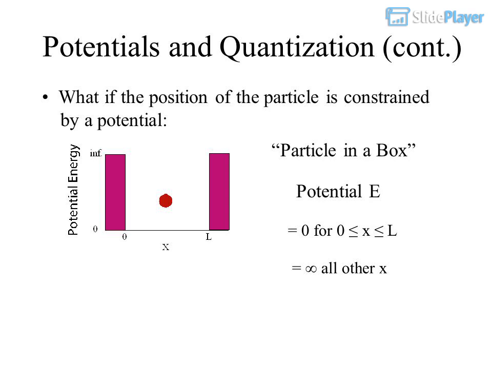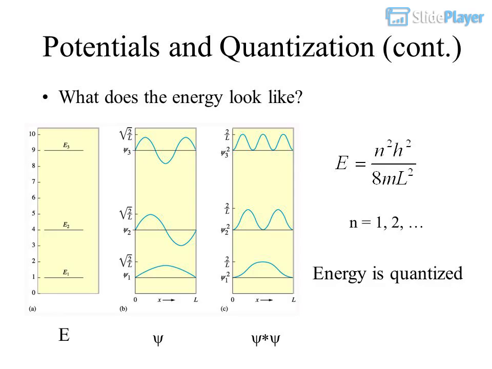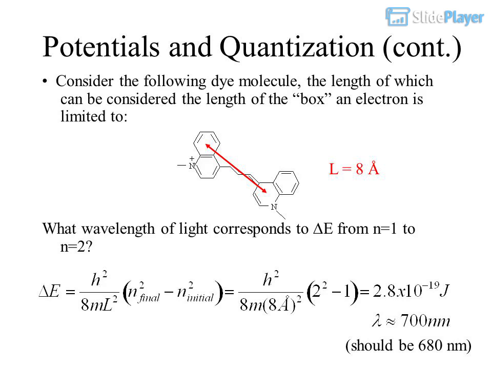Particle in a box. The potential equals 0 for 0 less than or equal to x less than or equal to L, and equals infinity for all other x. Potentials and quantization. What does the energy look like? n equals 1, 2, and so on. Energy is quantized.